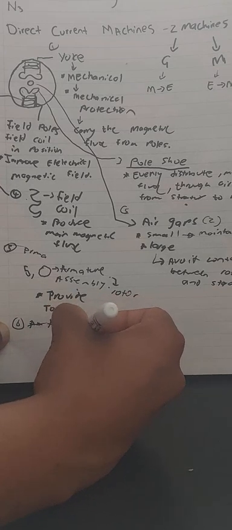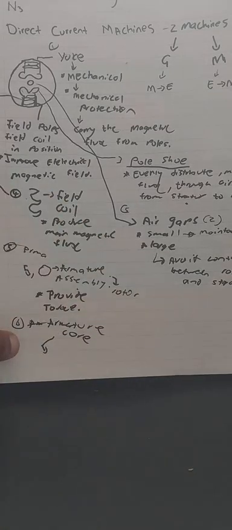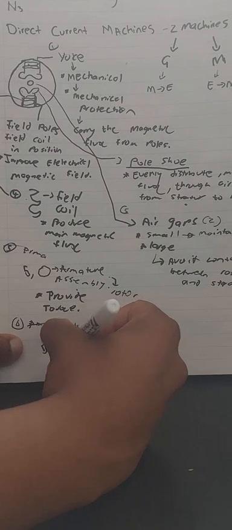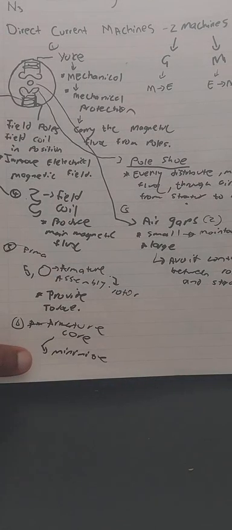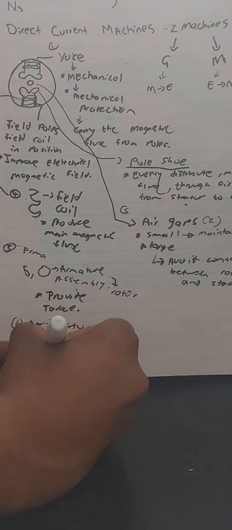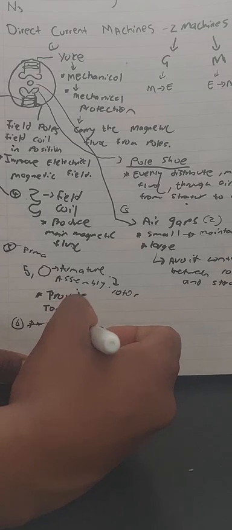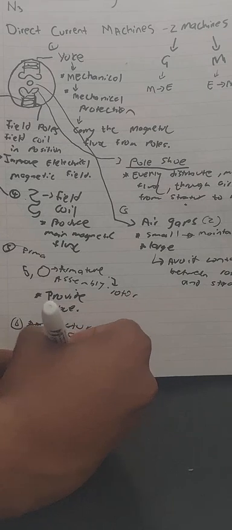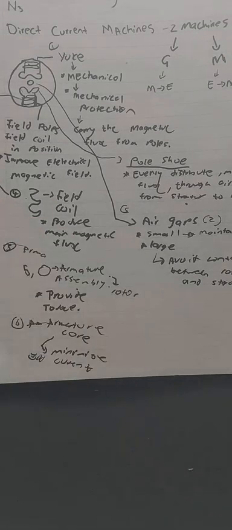We have the armature core. What is the function of the armature core? The function of the armature core is to minimize eddy current. Please don't include law. Remember, it is to minimize eddy current.